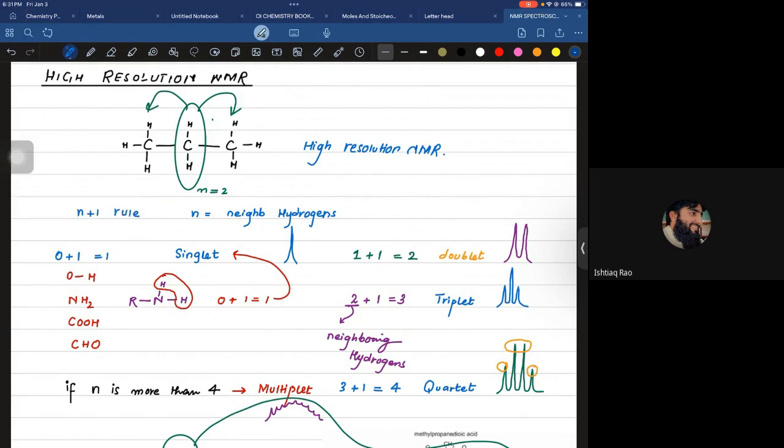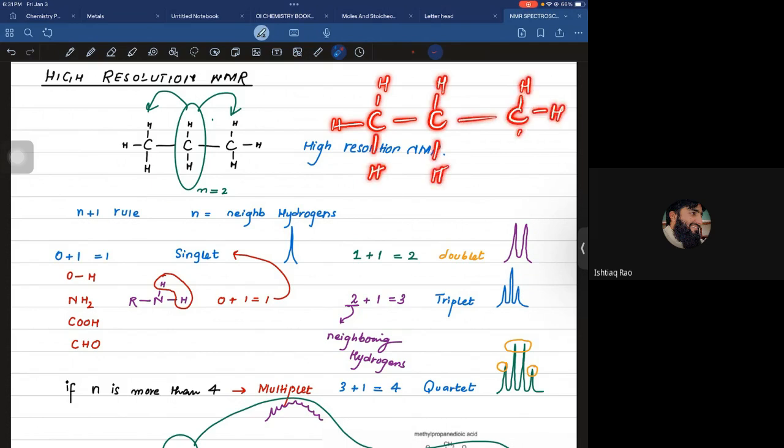Okay, so before doing high resolution NMR, you need to know कि let's suppose there are two carbon atoms. This is CH3 and this is CH3, this is CH3, this is CH2 and this is CH3. Listen carefully, okay?